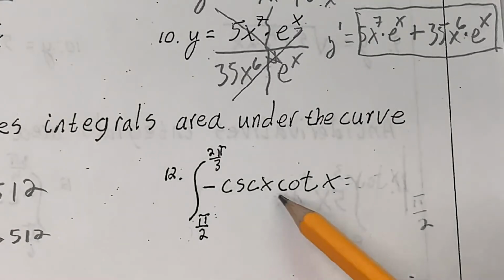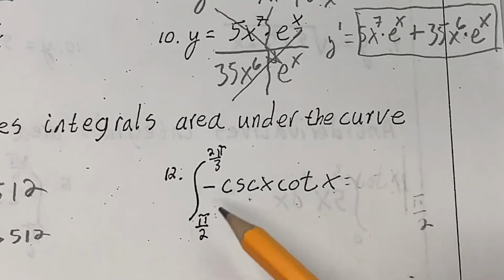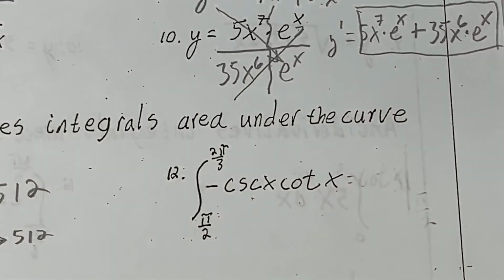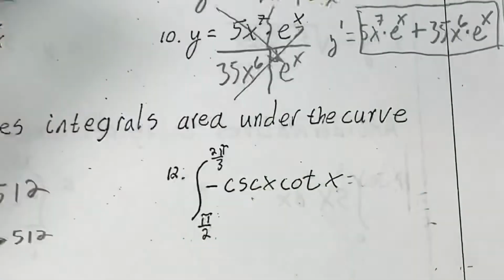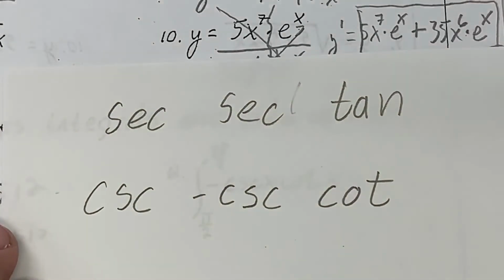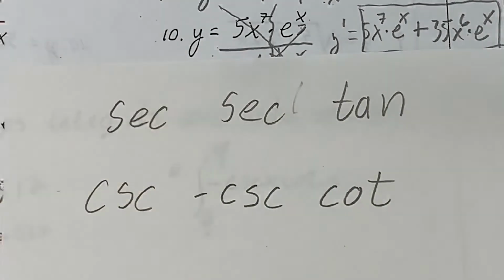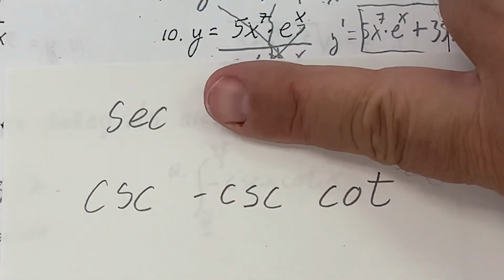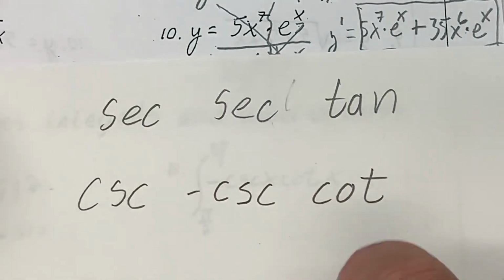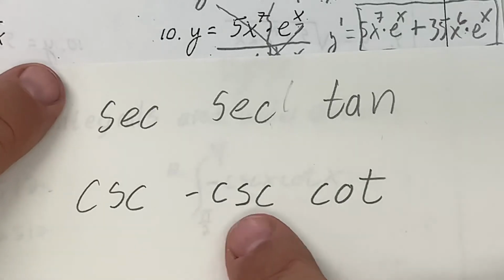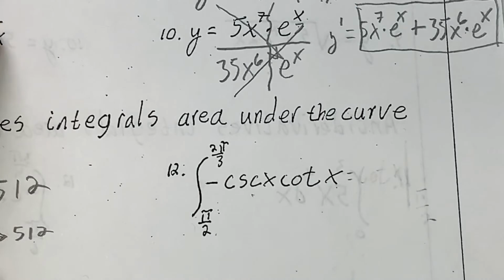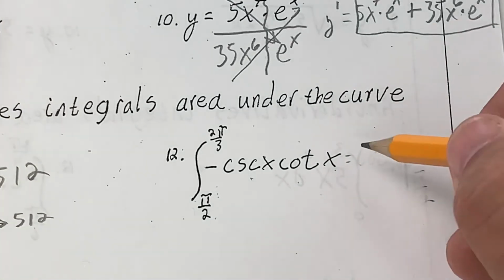All right, I want to find the antiderivative of negative cosecant cotangent evaluated from pi over 2 to 2 pi over 3. You can't use the calculator for this one because there's no cosecant button on the calculator. So I'm going to go to my cute little note. In my cute little note, the derivative of secant was secant tan. The antiderivative of secant tan was secant. The derivative of cosecant is negative cosecant cotangent. So the antiderivative of negative cosecant cotangent is just cosecant.